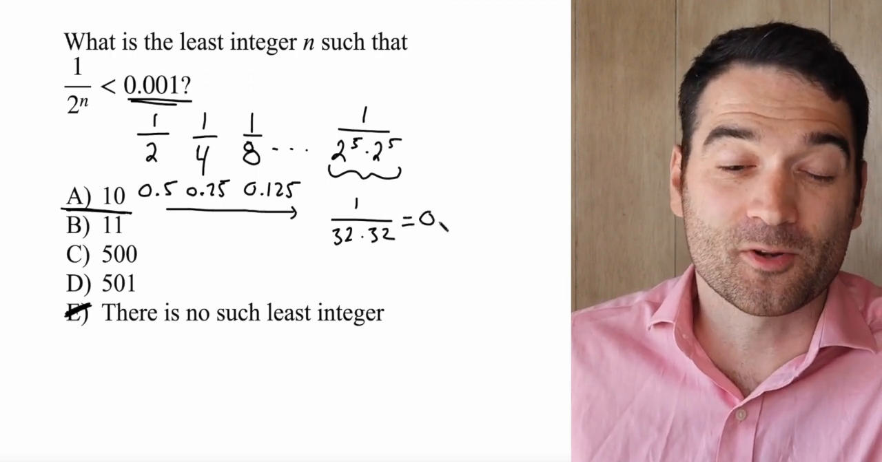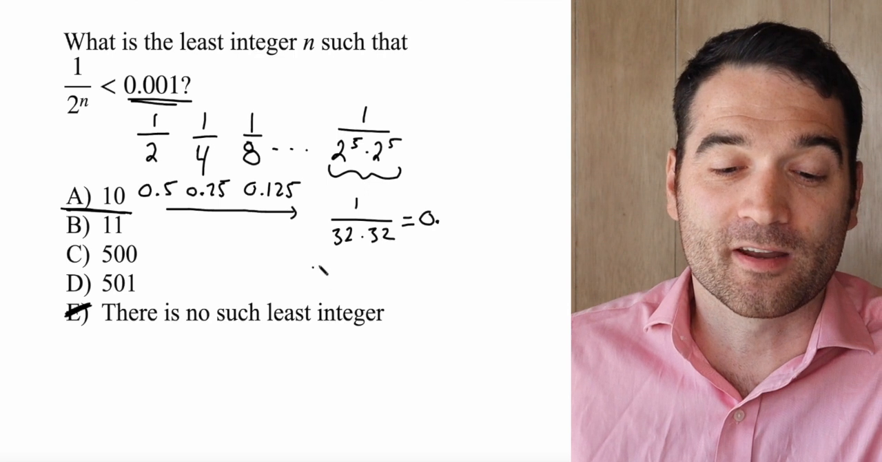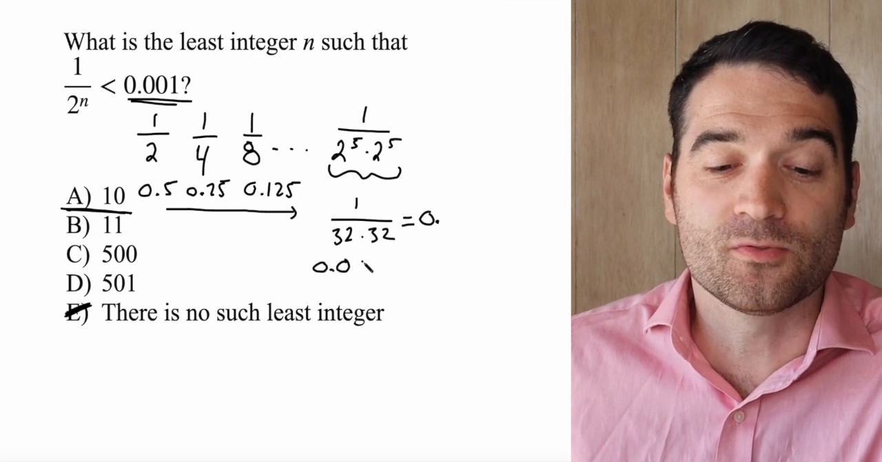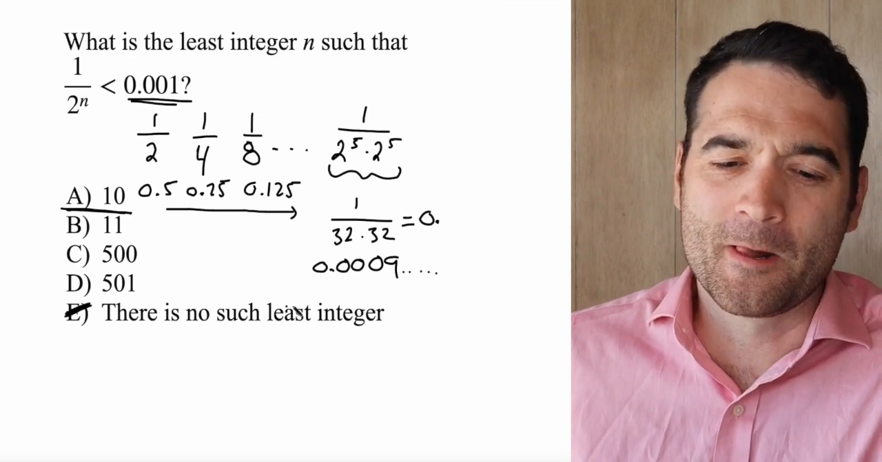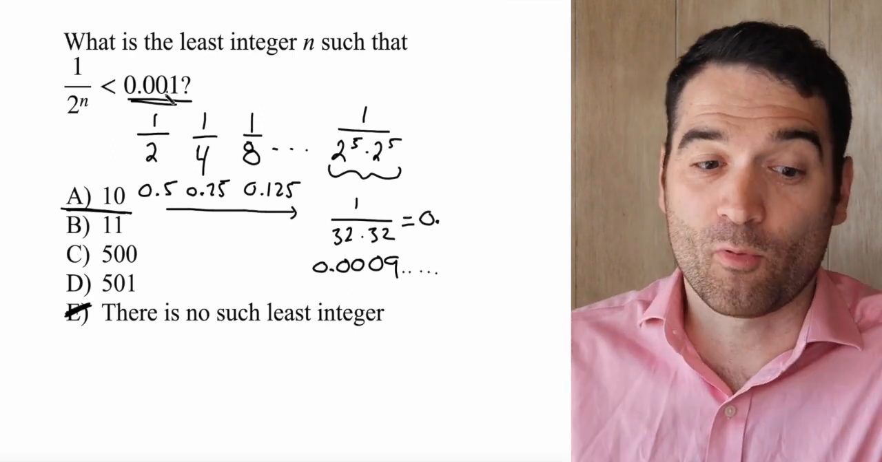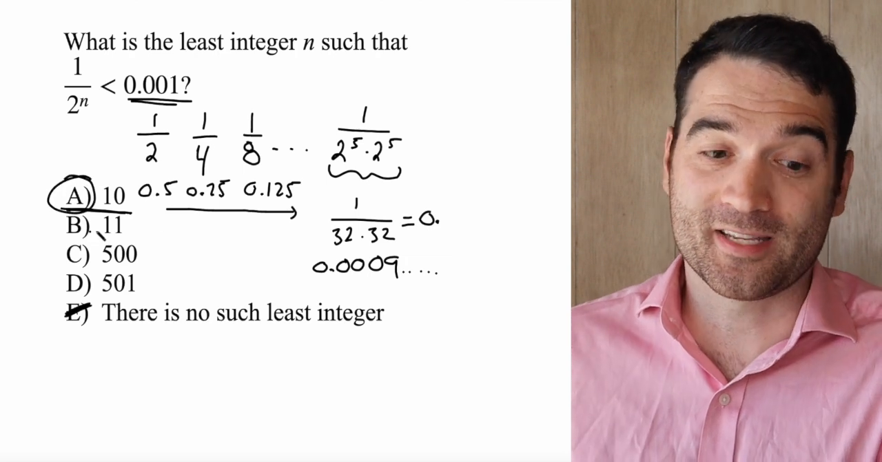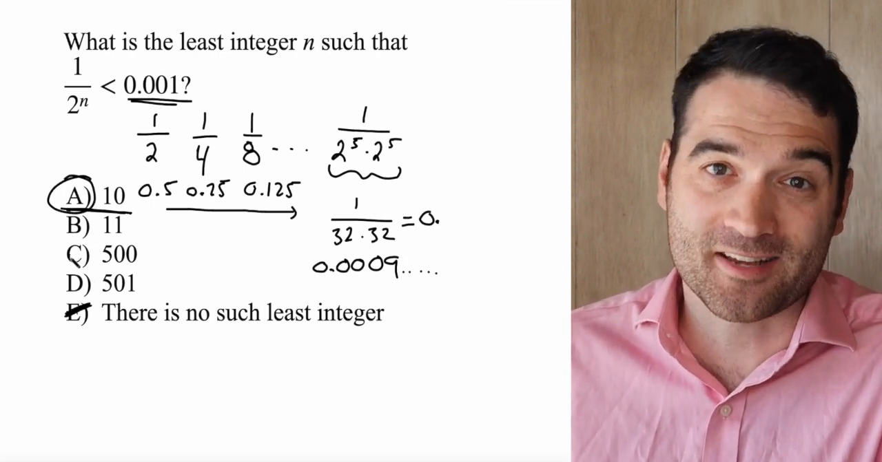And that comes out to something around 0.0, I think I'll write it down here, 0.00009, and then a bit more. But the bottom line is that it is less than 0.001. This was the first one we tested. It's the smallest of these, so that has to be the correct answer.